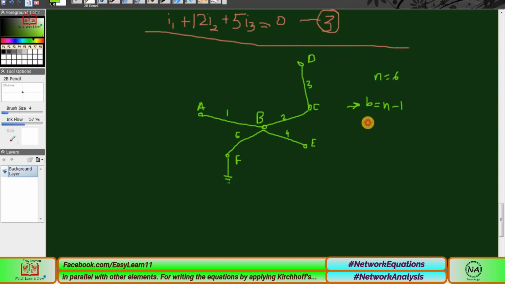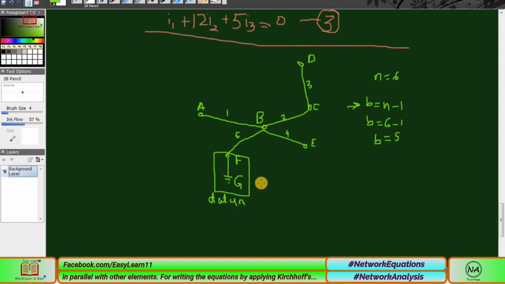So how many branches do we need to represent here in a tree? We definitely need 5 branches, not more than 5, because the branches are always fewer than the nodes. As you can see, 1, 2, 3, 4 and 5, we have 5 branches. But in a case where we dedicate a node as a ground, we call this a datum node.